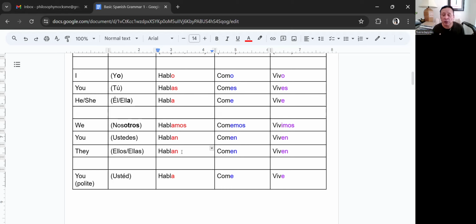Okay, now we go to the plurals. Nosotros hablamos. That's always the hardest one for people to remember because it's just different. It's two syllables in the ending. Nosotros hablamos. Then we go, ustedes hablan, ellas or ellos hablan.